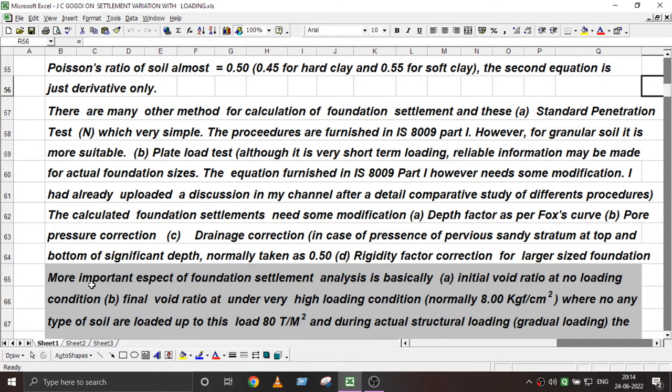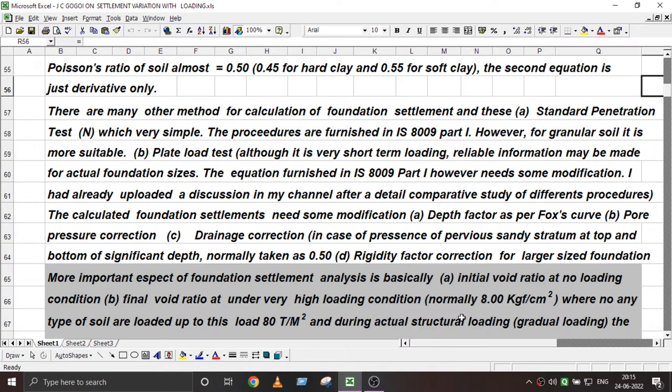A very important aspect of foundation settlement analysis is basically the initial void ratio at no loading condition and the final void ratio under a very high loading condition, normally 8 kg/cm². 8 kg/cm² means it is 80 ton per meter square, that means 800 kN per meter square. This much loading, no structure requires us to apply. In per square meter, 800 kN, in no way it is loaded.